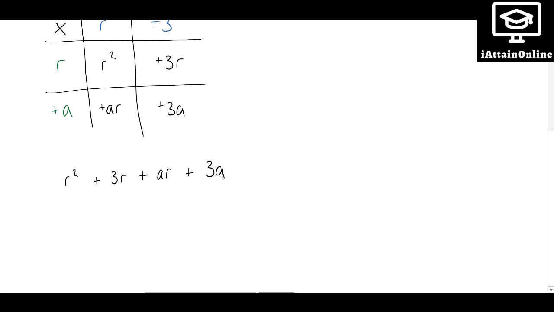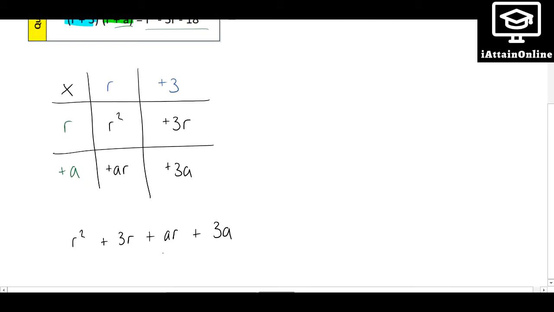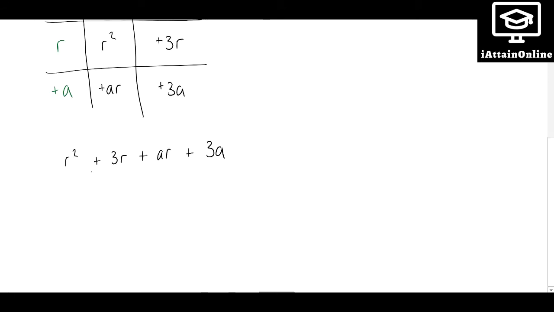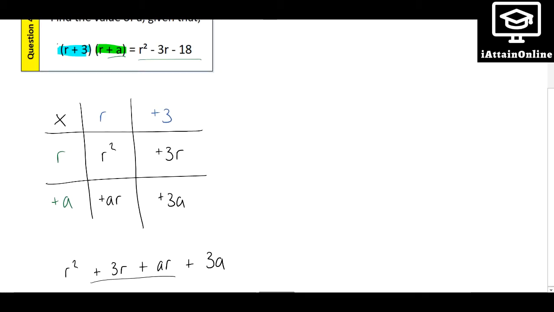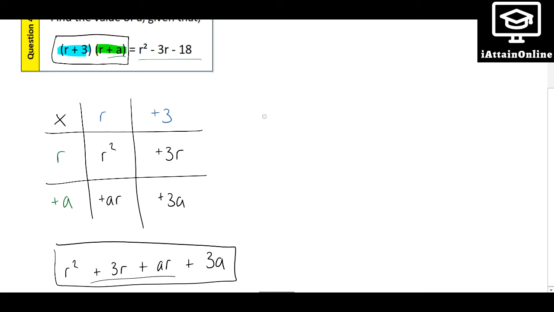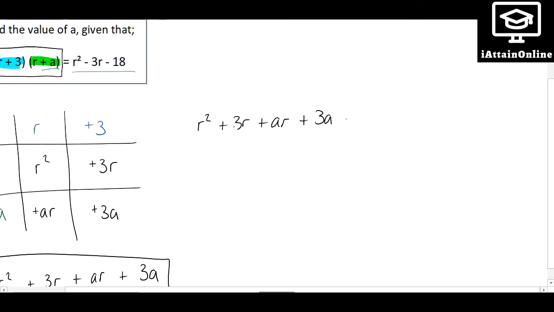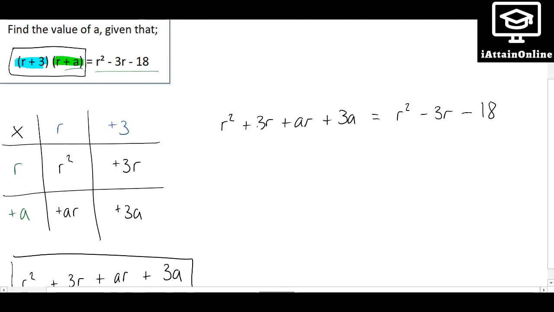Okay, now if I do that, we can't really simplify 3r and ar at the minute, because we don't know what a is. So I know that if I expanded these two brackets in terms of algebra, this is what I'm going to get. So over here I'm going to write r squared plus 3r plus ar plus 3a, and now I'm going to use what's on the right hand side of the equation. So we're told that r squared minus 3r minus 18 is what we get when we expand r plus 3, r plus a.